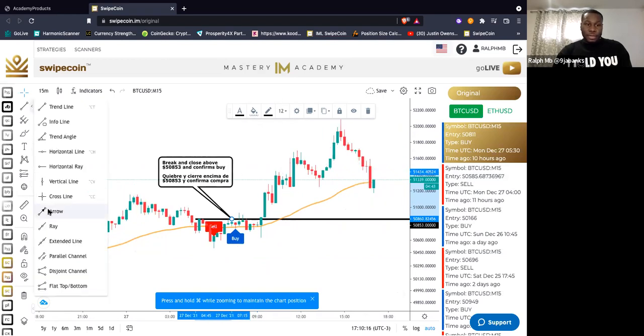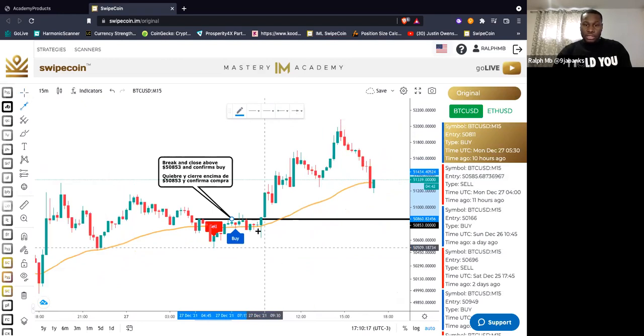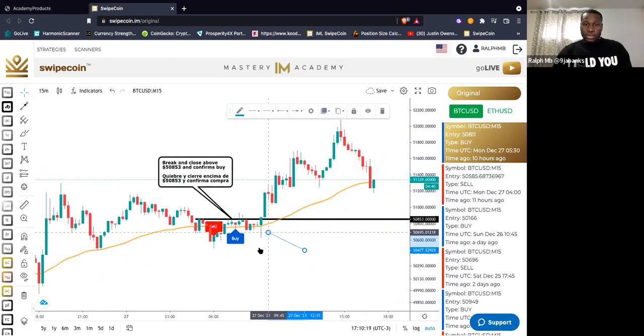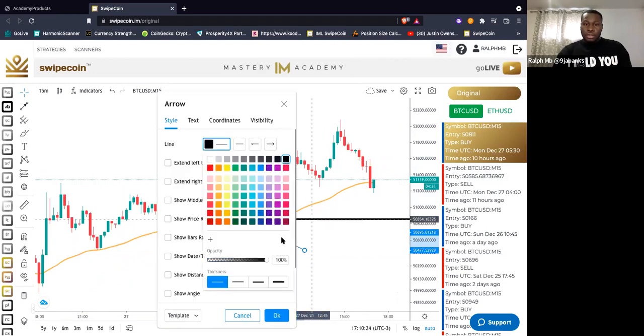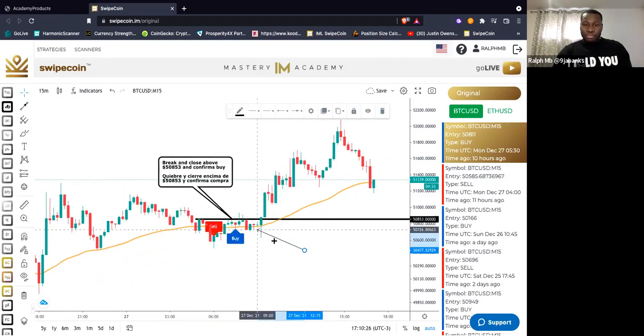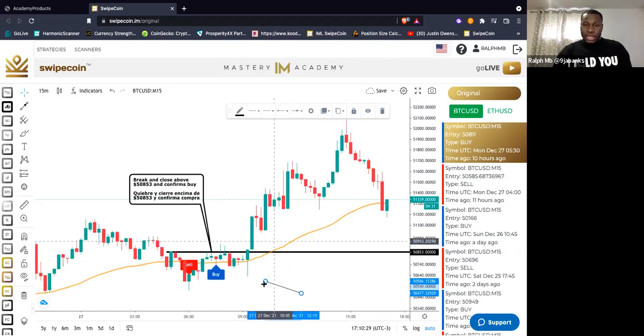I'm going to use the tools I see on the side, the arrow, to describe what I want to show you. When they say break and close, I want you to really understand: it means we have broken above this black line, and a new candle, for example right here, breaks above. No matter how many pips, it broke above it and closed above it.